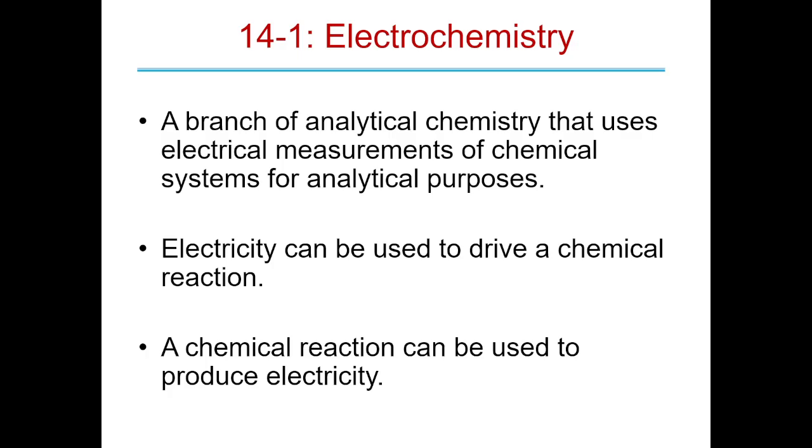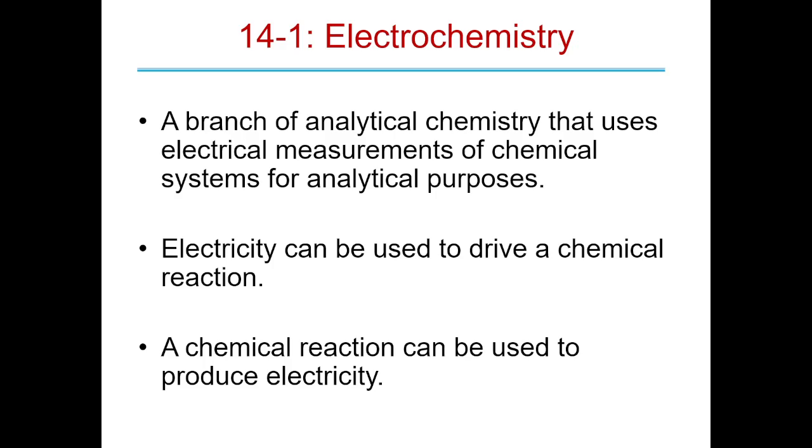So again, electrochemistry is going to be a branch of analytical chemistry. It's going to use, obviously, electrical measurements to measure chemical systems for an analytical purpose. Analytical purpose typically means that you're going to have to identify something, or you're going to get a number of some sort with error, right?